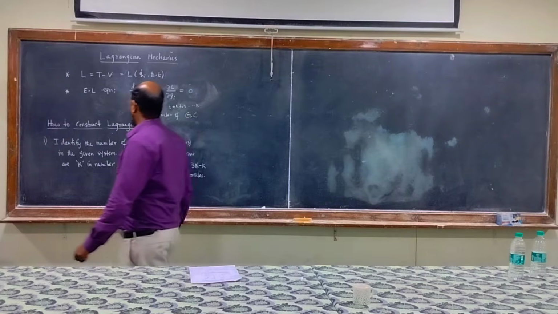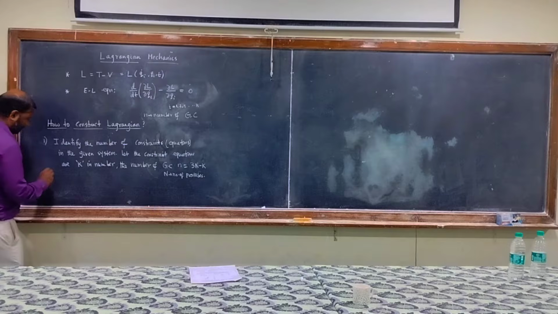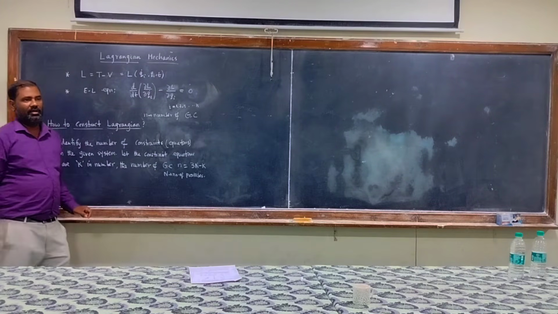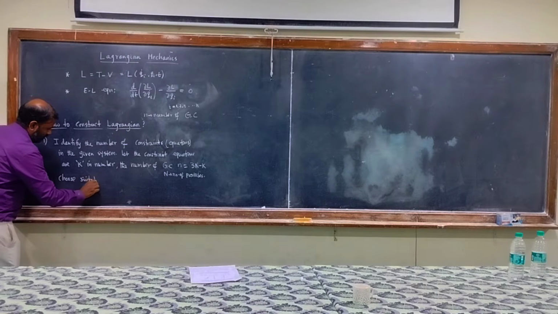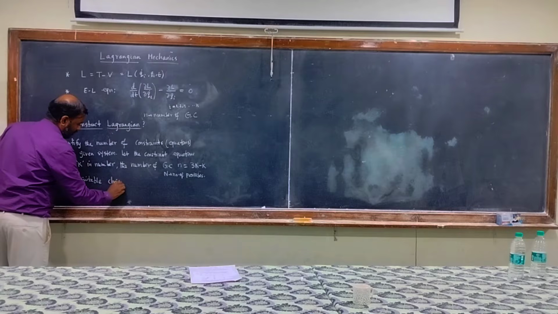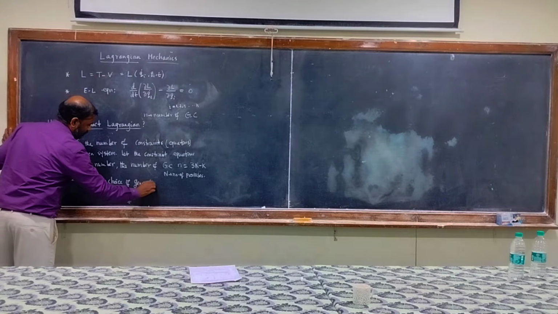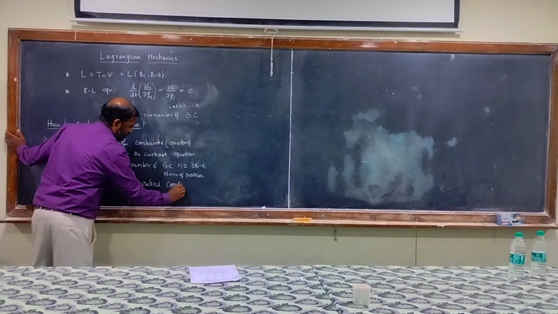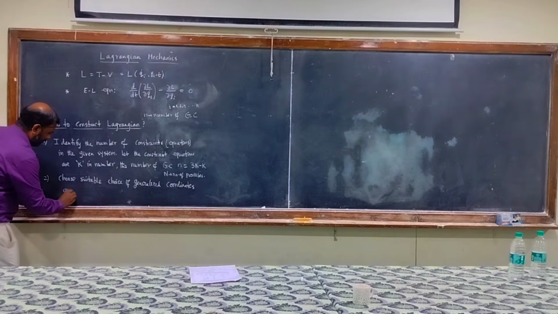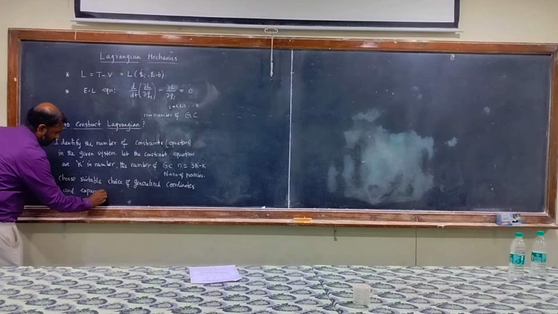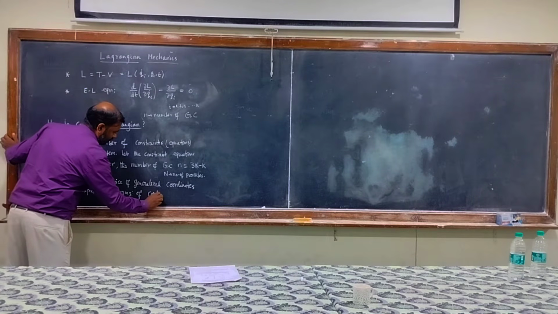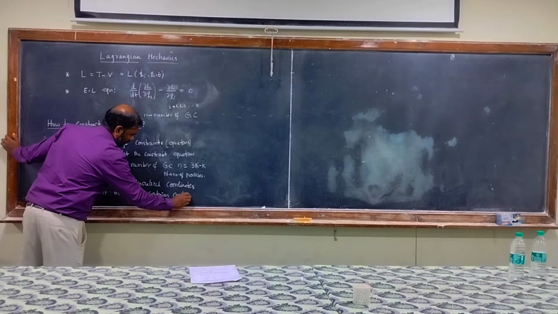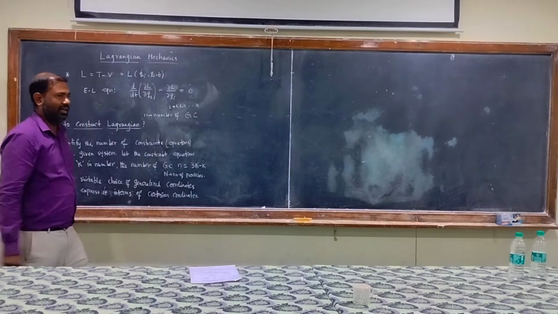Okay. Next step: once you identify the number of constraints and the number of generalized coordinates, the next step is to choose a suitable choice of generalized coordinates and express them in terms of Cartesian coordinates.